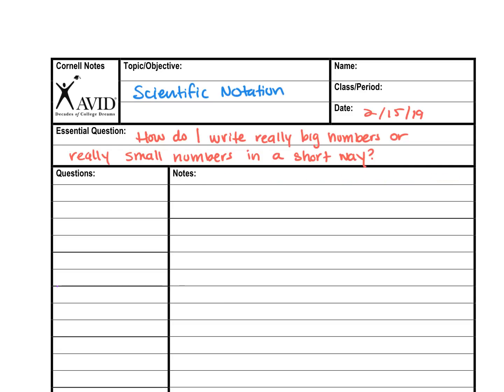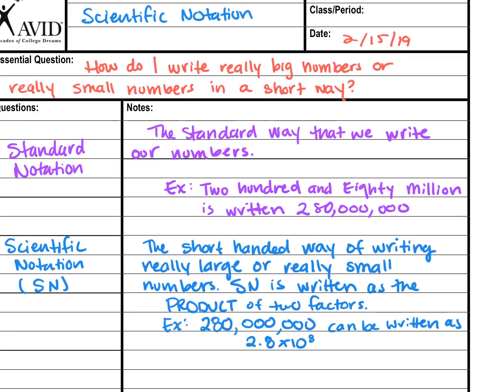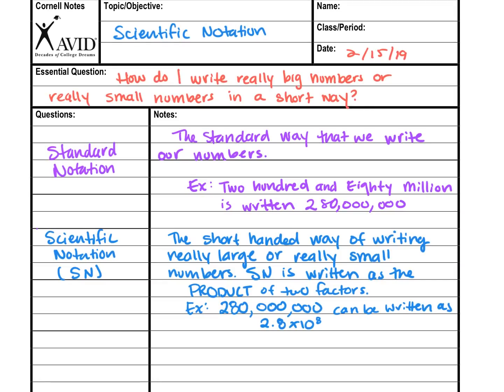So, if you hear my daughter, ignore her. Scientific notation. Scientific notation is used to write really big numbers in a short way. Okay, so here we go, guys. Scientific notation, make sure that you write these notes. Standard notation is the way that we write our numbers, right? And so, for example, 280 million can be written as this, right? That's standard, a normal number.